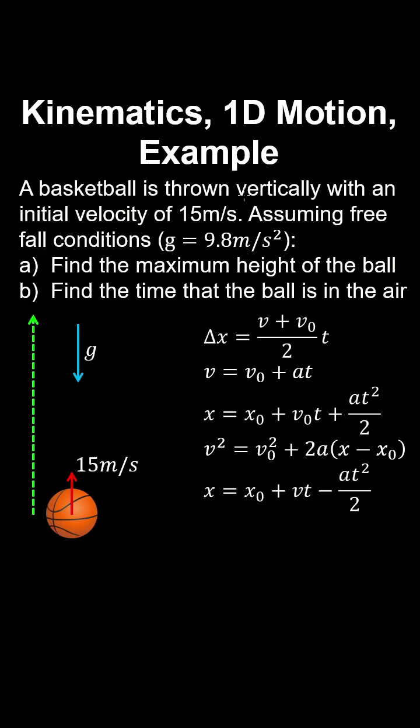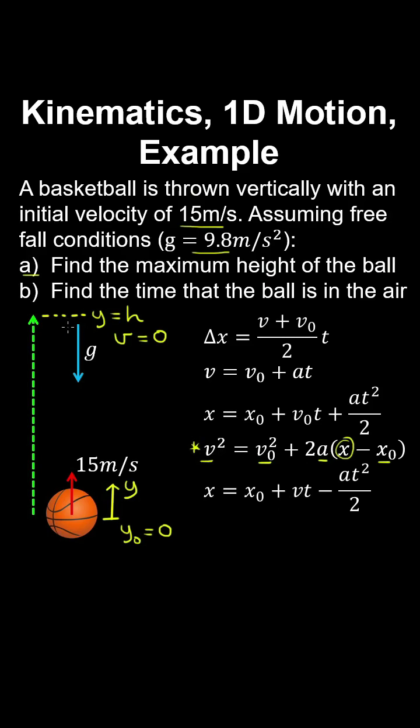A basketball is thrown vertically, and assuming freefall conditions with the following gravitational acceleration, part A asks us to find the maximum height of the ball. So what we do is choose a coordinate system with an origin at the initial position of the ball and a positive direction. Here we have a single interval of motion because it has the same uniform acceleration. The maximum height of the ball is h, and we know that at the maximum height, the velocity of the ball is 0.